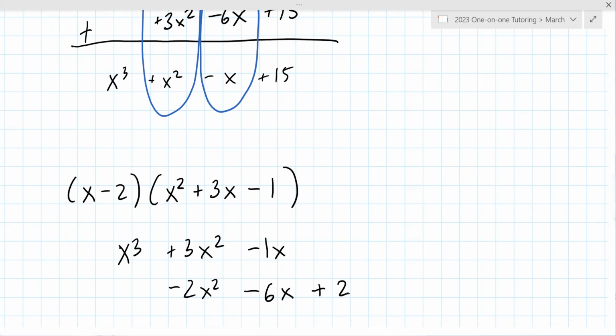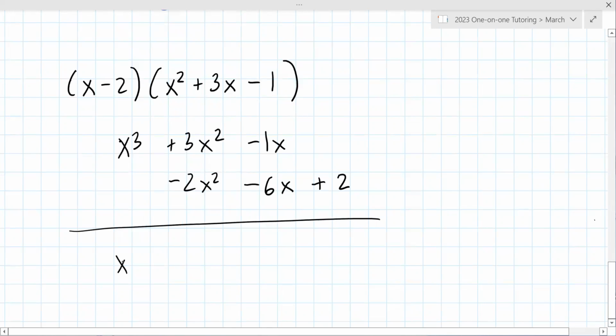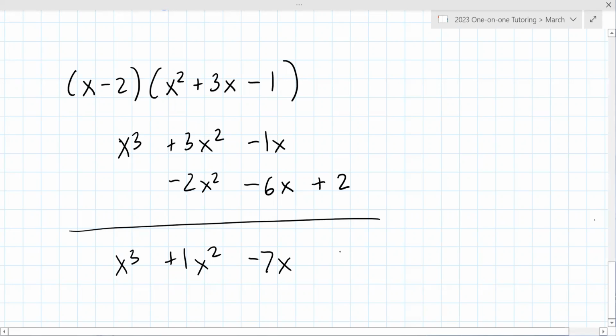So it would end up being x cubed, and then positive 1x squared. Good. Yep. And then negative 7x. Yes. And then plus 2. You got it. Okay, so that's kind of multiplying. I don't think we need to spend any more time on that.